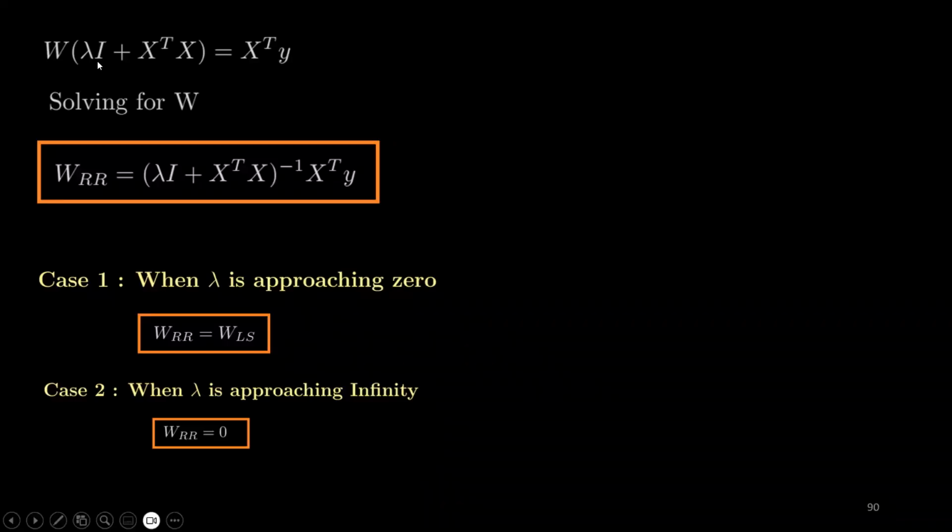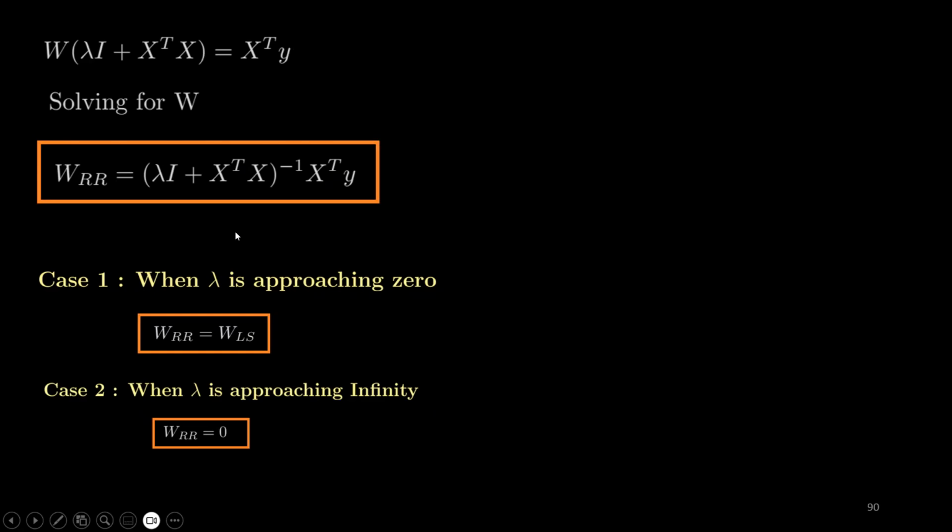with the identity matrix. Now solving for W means I have to move this whole term to the right hand side. So all these are matrices. If I move this whole term to the right hand side, I will have to calculate the inverse. So we can see that this is the ridge regression. This is the method of finding the optimal value of the weights and bias during a ridge regression.